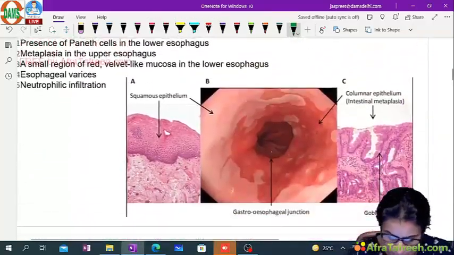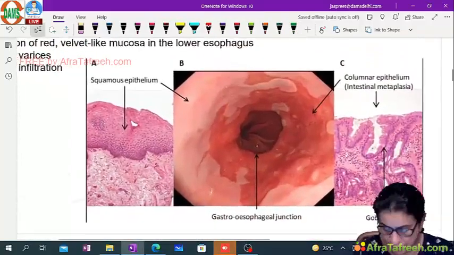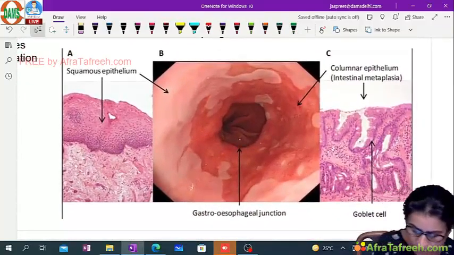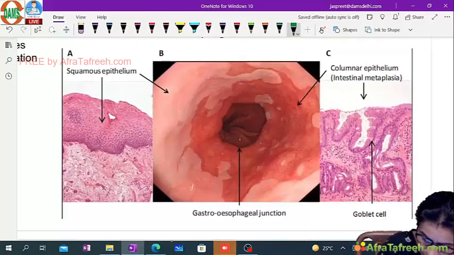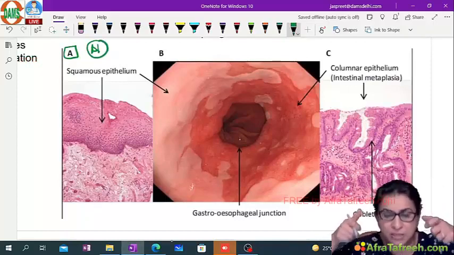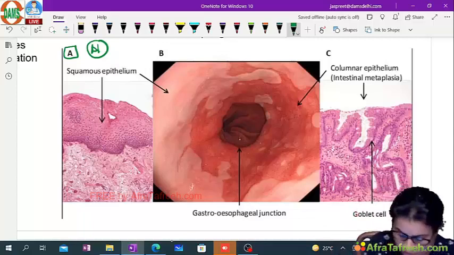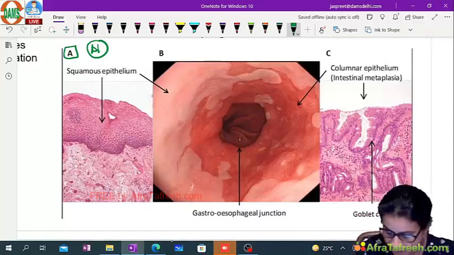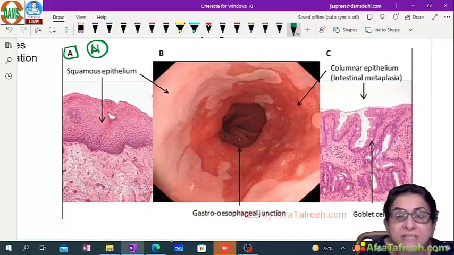Now let us come to what is Barrett's esophagus. Look at this part. Can you see this is esophagus? Look at A, this is the normal esophagus, lined by stratified squamous epithelium. Under the microscope, this stratified squamous epithelial lining is seen as a pinkish white area.